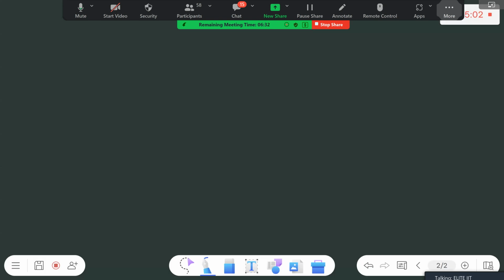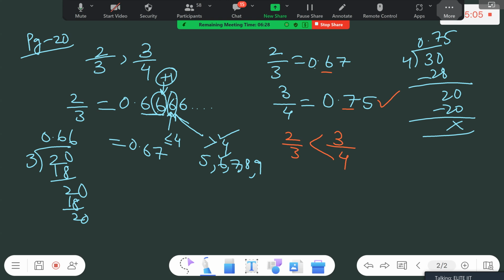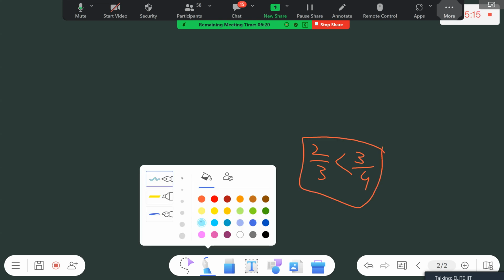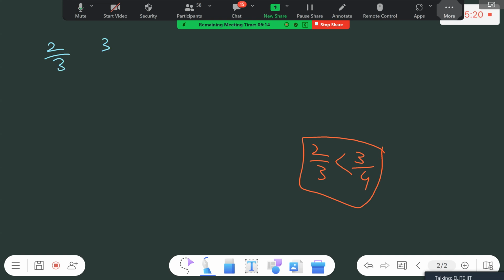Let us see another way of comparing. What are the fractions? 2 by 3 and 3 by 4. We got 2 by 3 less than 3 by 4. How will we compare them in another way? We will convert them both to like fractions.